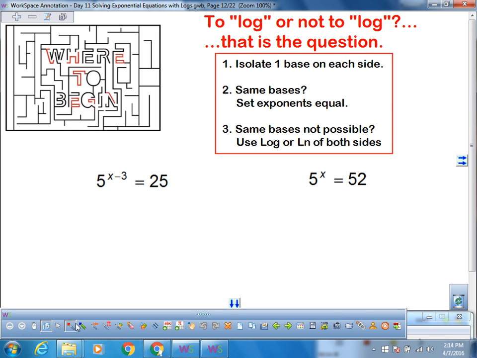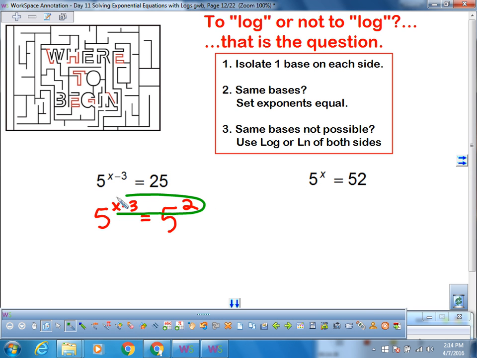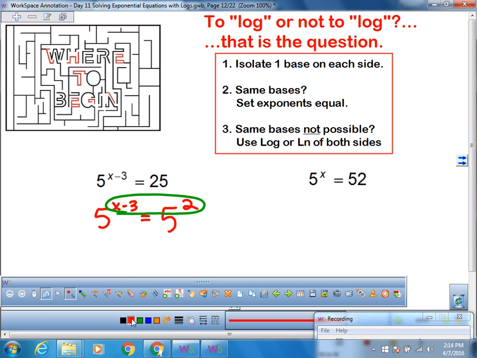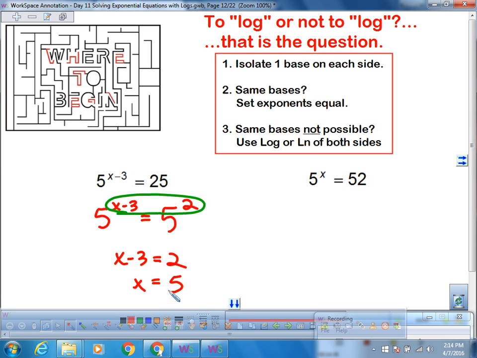Can't I find a common base on this? Isn't 25 just 5 squared? And isn't that a lot easier? x minus 3 equals 2. So x equals 2 plus 3, which is 5. Is 5 squared 25? Yes. Okay.